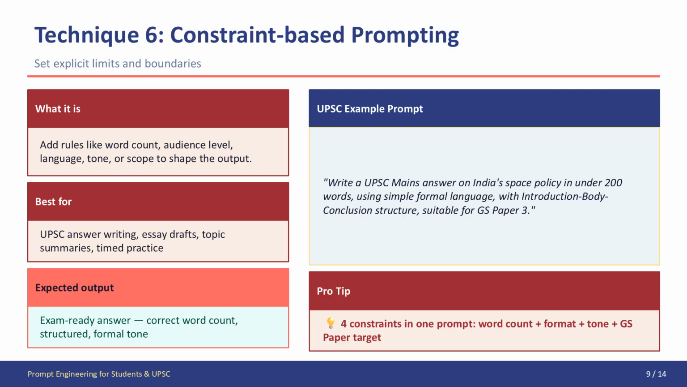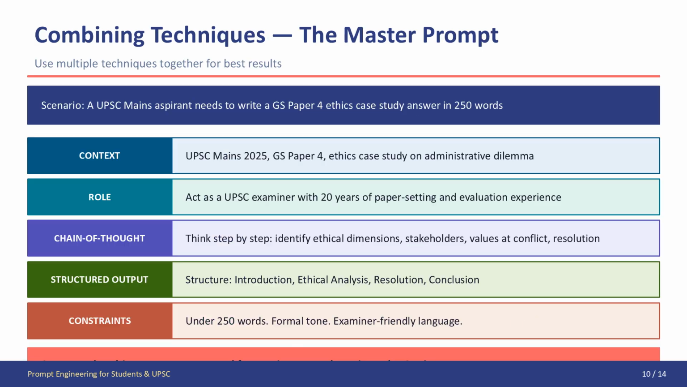Every constraint you add narrows the AI/LLM's output closer to exactly what you need. Think of constraints as your quality control filter. 4 constraints equals 4 times better output. Always. Now, let us combine all 6 techniques into the master prompt. The scenario: you are a UPSC mains aspirant. GS paper 4 ethics case study.